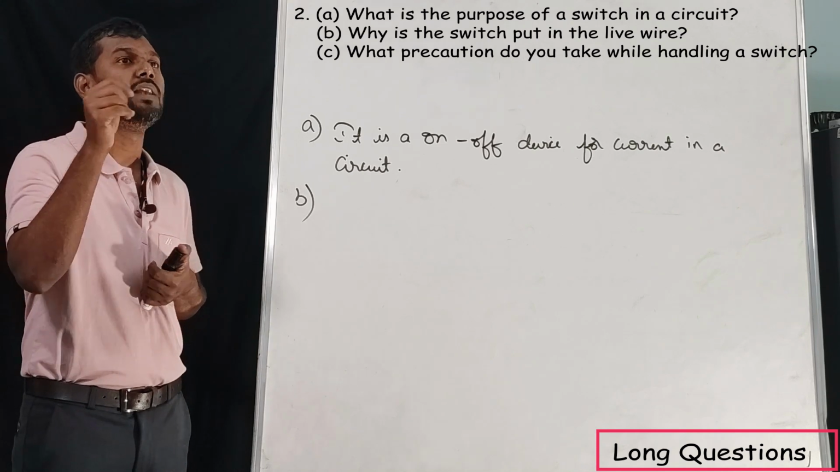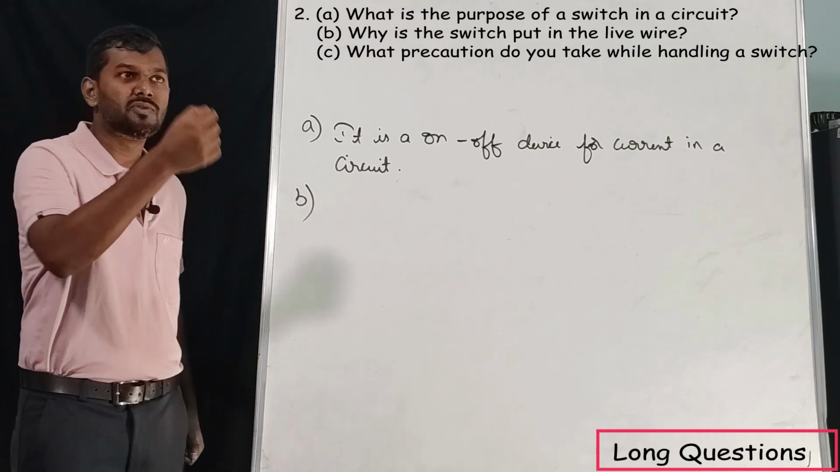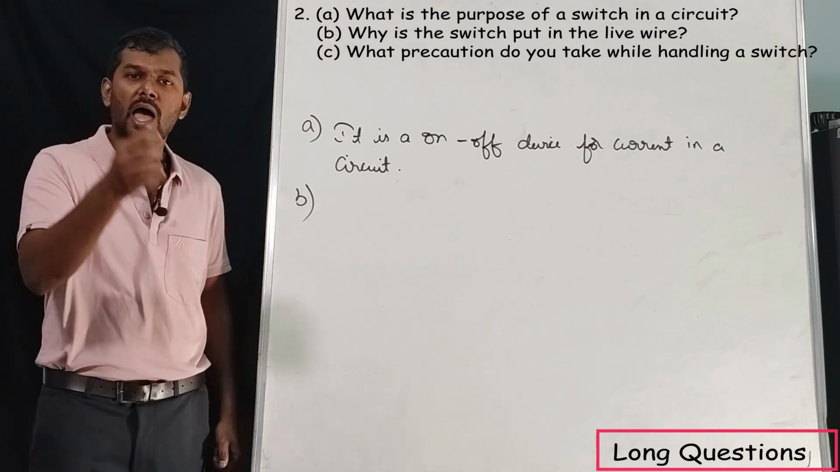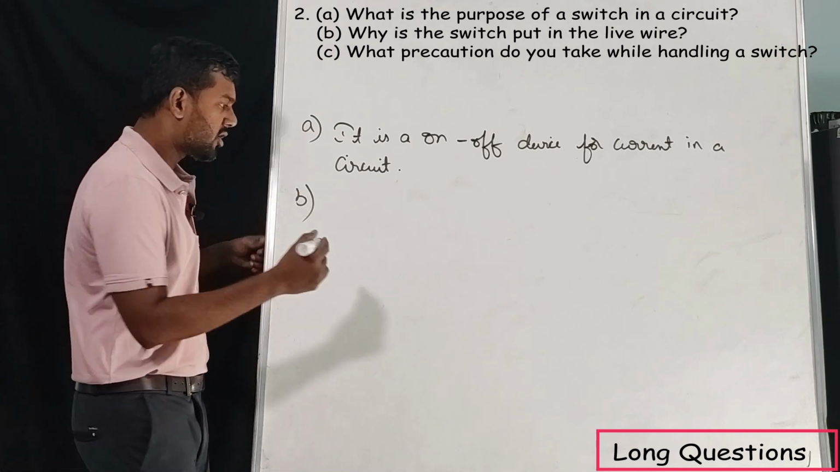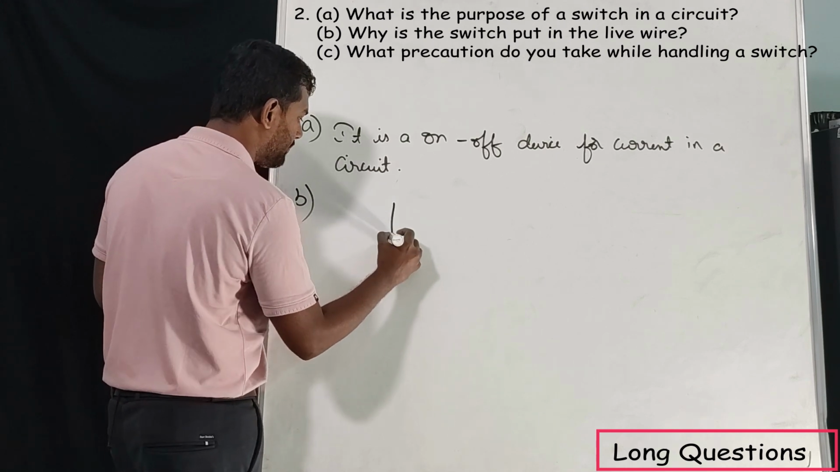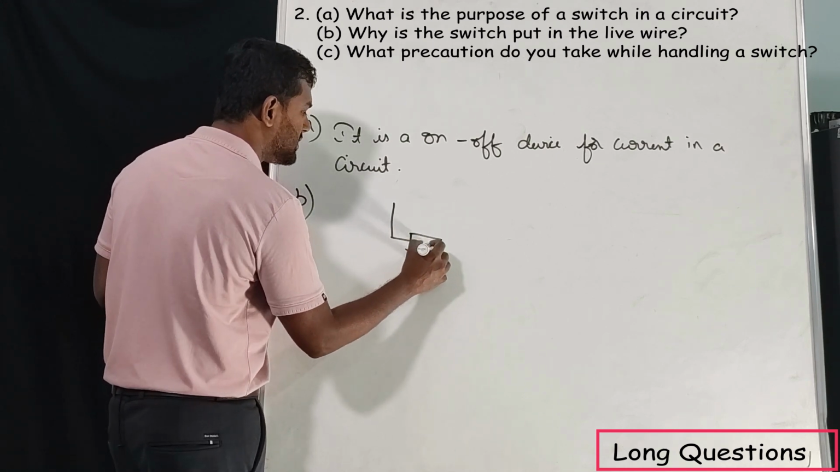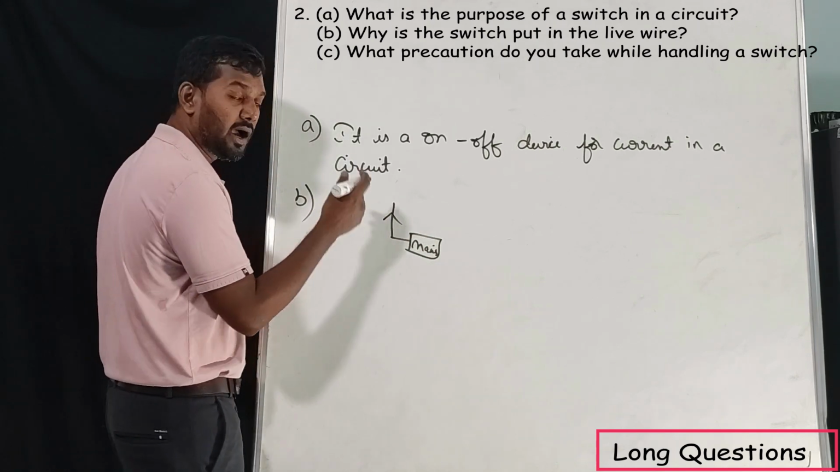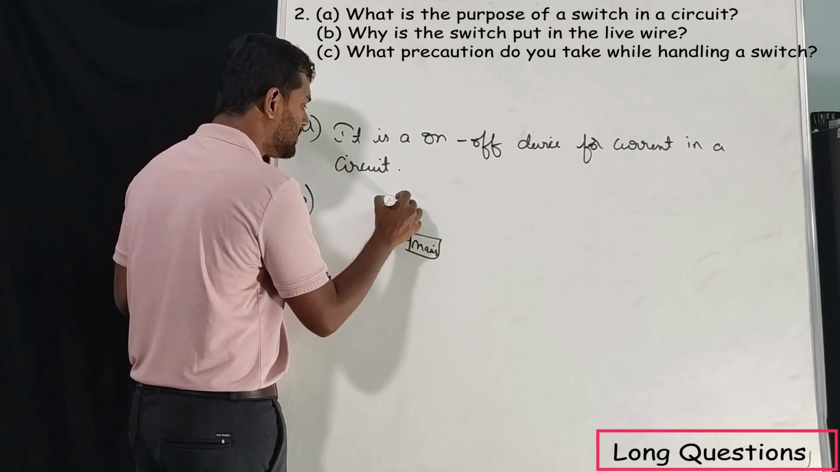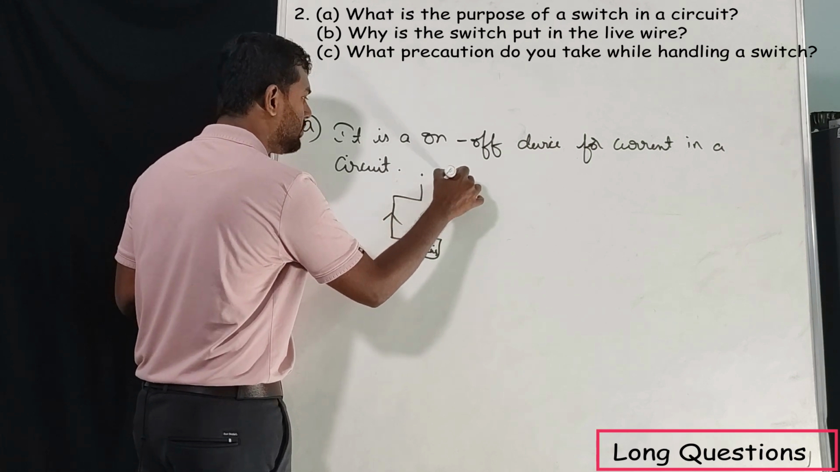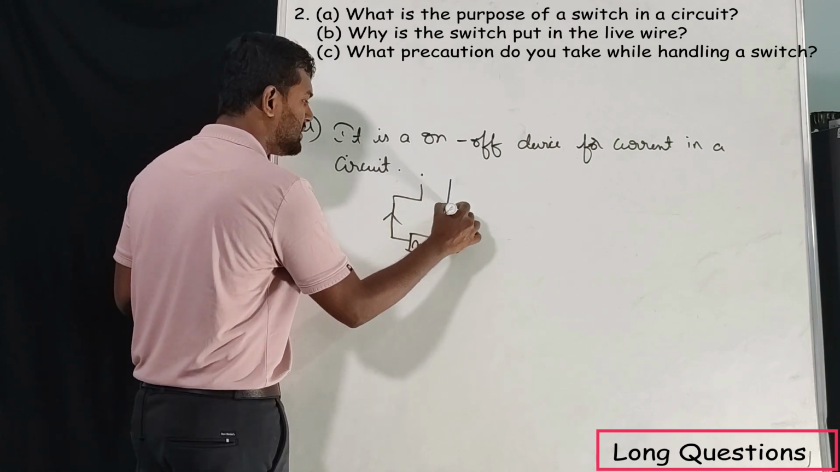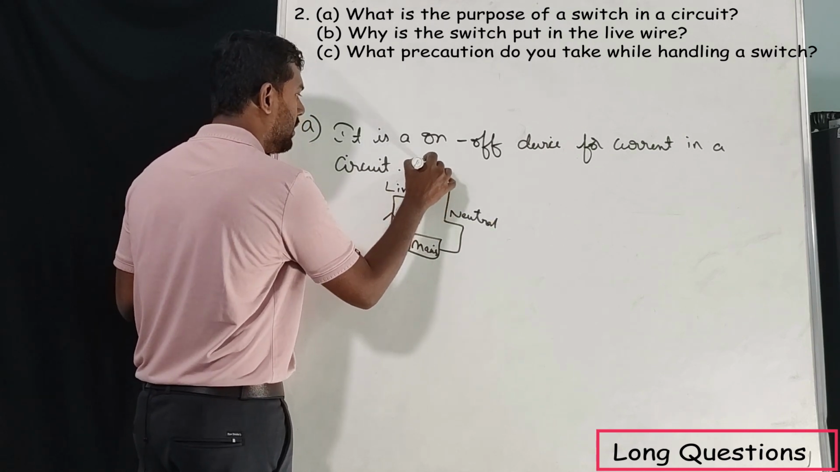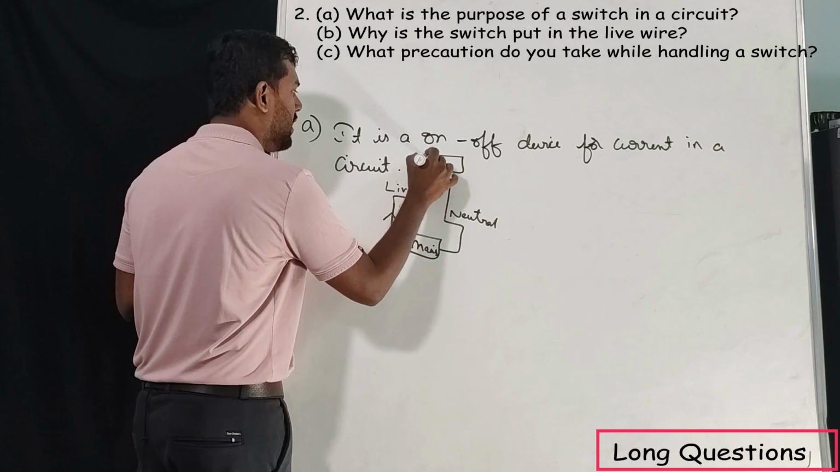We'll go for the second question. Why is the switch put in the live wire? Why is the fuse put in the live wire? For both the questions, the answer remains the same. Listen, again I'll draw the diagram, then you will understand it properly. Assume this is the mains, where we are getting the high potential voltage. So this is the live wire, assume, and this is the neutral wire, and this is the live wire, and here we have the appliances.